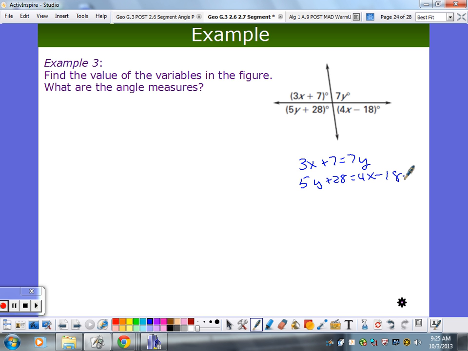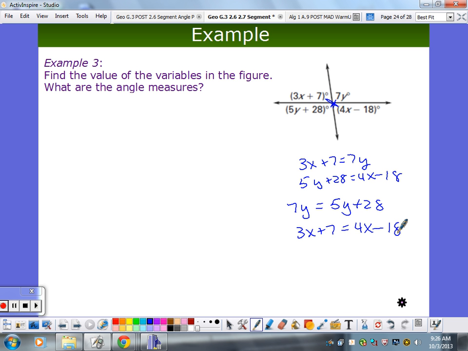Now it looks like I got to solve a system. I mean, it could work. What might be an easier way? When I see these kinds of problems, I'm like, what's going to give me problems with one variable? So that's easy to solve, and this one's also easy to solve.